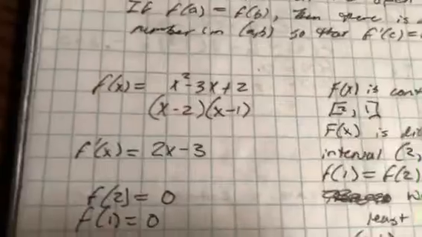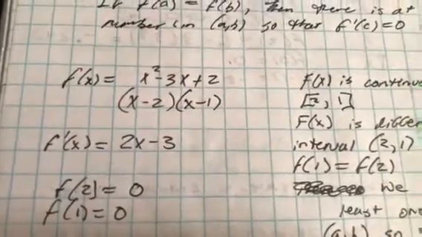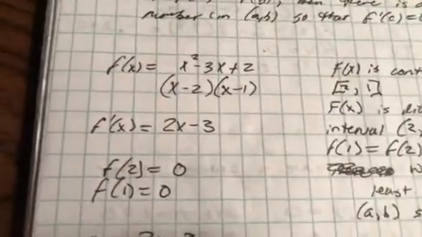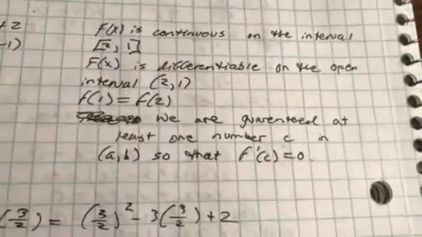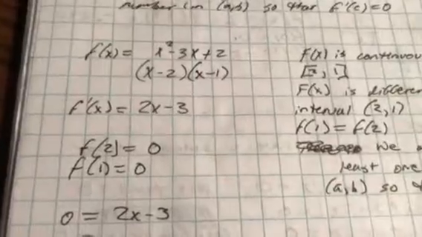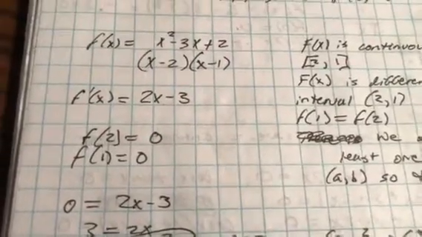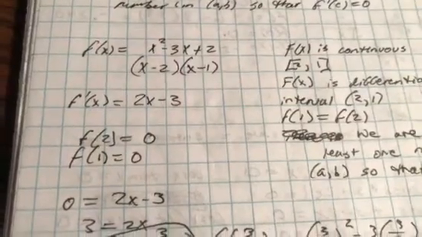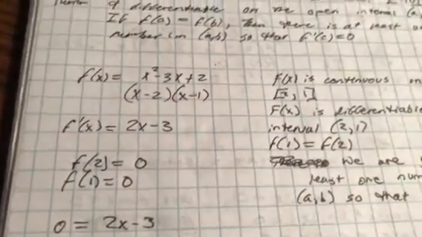So we're going to check because we're given the interval 1, 2. Is it continuous? Yes, it's continuous. Is it differentiable? Yes, it's differentiable. Does f of 1 equal f of 2? Yeah, they're both 0, so that's great. All right, so what we're guaranteed here is that there is a value of a derivative that is 0.